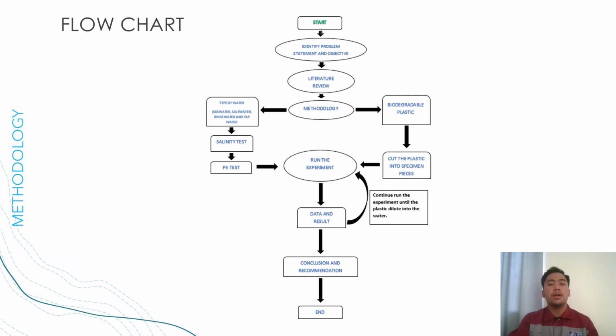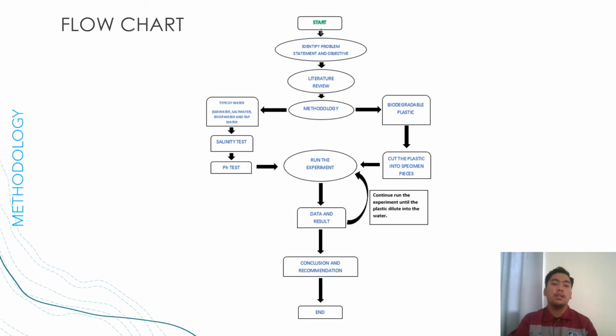Now, this slide will cover the methodology, starting with the flow chart. First, we need to identify the problem statement and the objective of the project. Next, create the literature review to gain more understanding about the whole project. After that, going to the methodology. Here, it will be separated into two sections, which are type of water and biodegradable plastic.